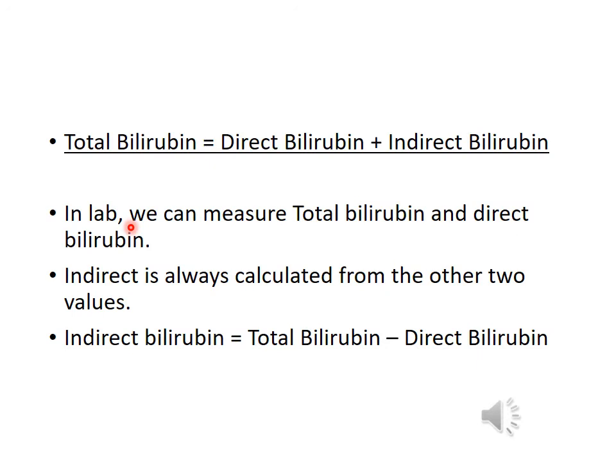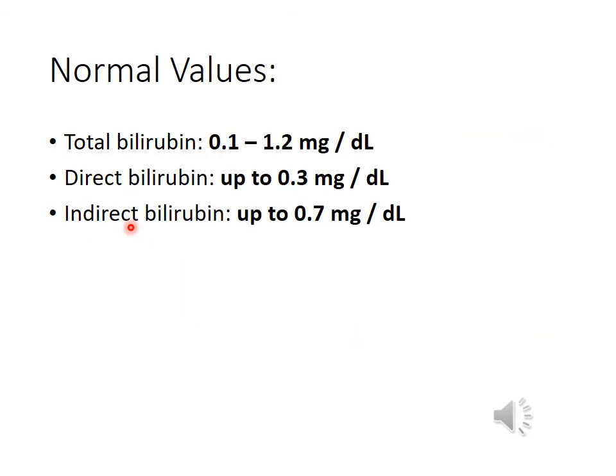We saw in the previous slide that we have two types of bilirubin in the blood: indirect bilirubin and direct bilirubin. The sum of both is called total bilirubin. In lab, we can measure total bilirubin and direct bilirubin. Indirect is always calculated from the other two values. So indirect bilirubin is equal to total bilirubin minus direct bilirubin. These are the normal values of total bilirubin, direct bilirubin and indirect bilirubin.